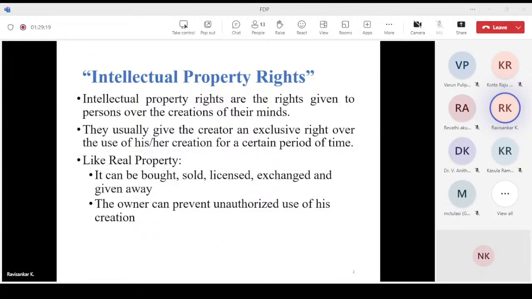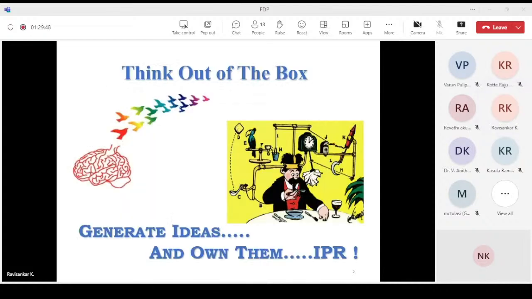So regarding intellectual properties, these are the rights given to persons over the creation of their minds. They usually give the creator an exclusive right over his or her creation for a certain period of time. Like real estate, buildings and all, these intellectual property rights can be bought, sold, licensed, exchanged and given away. So the owner can prevent the unauthorized use of his creation. When you think out of the box, you will get different ideas. Then you can file them as different intellectual property rights.